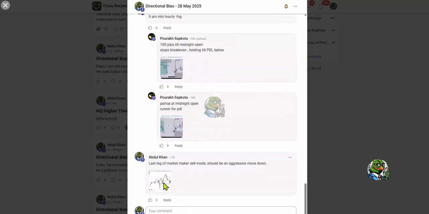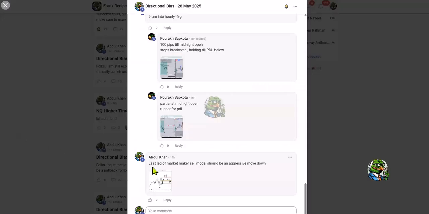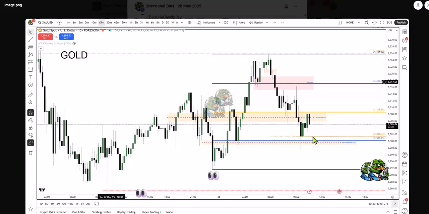Further along in New York, we identified the last leg of this market maker sell model, and this is what I provided them with. This is the post, you can see it here: the last leg should get an aggressive move down. This is New York, and we're expecting a movement down. Many VIP students traded this down, a beautiful movement down to the immediate liquidity pool and previous daily low, and even lower down to that 3280 and even 3250, as you've seen.